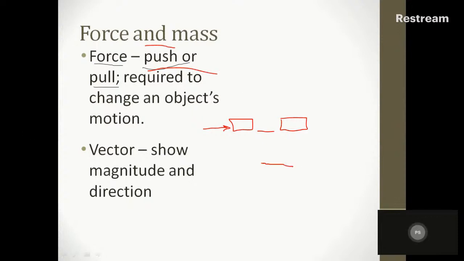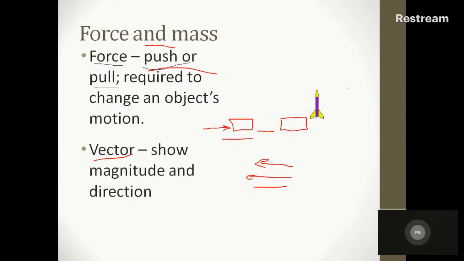But if you pull it, then the force will be exerted towards this side, right? Then the object starts moving this side. This is what force means. Vector means it has a direction. It has a direction, and it even has a magnitude. We'll learn about it.